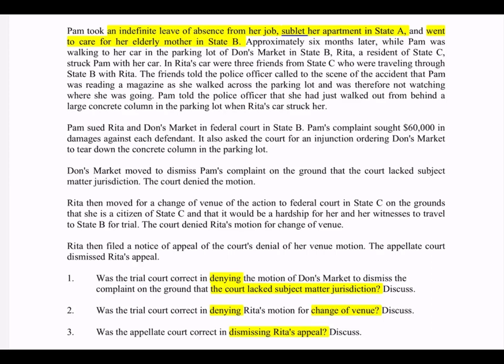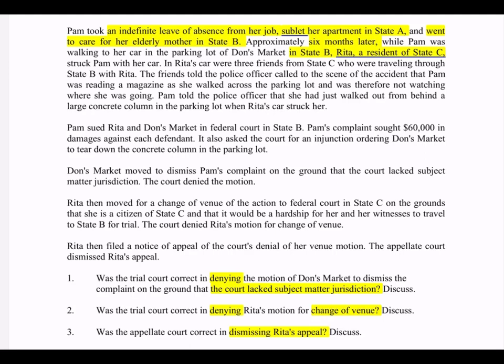Call 1, the issue is going to be where is Pam domiciled, because we need to have her domiciled in a different state than any defendant in order for the court to have diversity jurisdiction. So she's been in State B for 6 months, which is a long amount of time, but they gave us more facts to indicate that she intends to return to State A. We know from the calls that Don's Market is a defendant and Rita is a defendant. Rita is State C, Don's Market is State B. So if Pam is domiciled in State A and we meet the amount in controversy, the court has diversity jurisdiction.